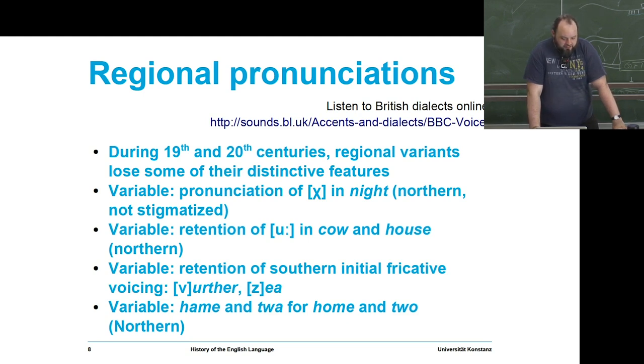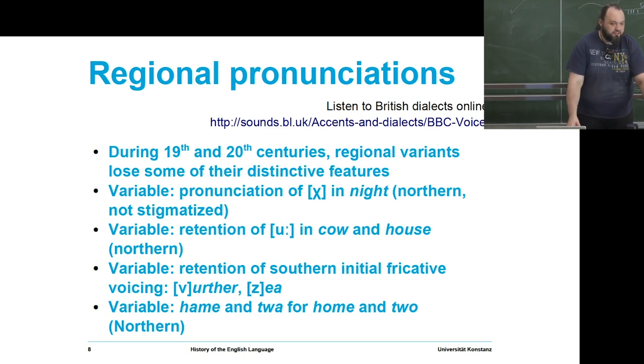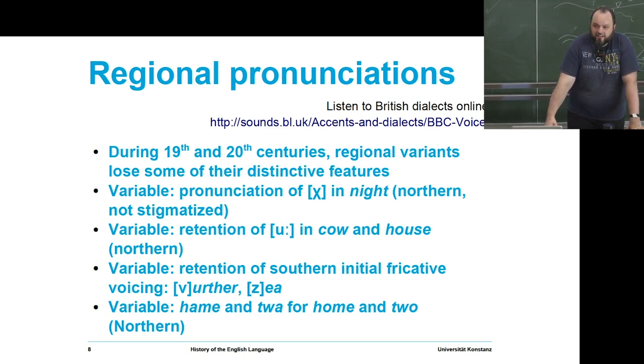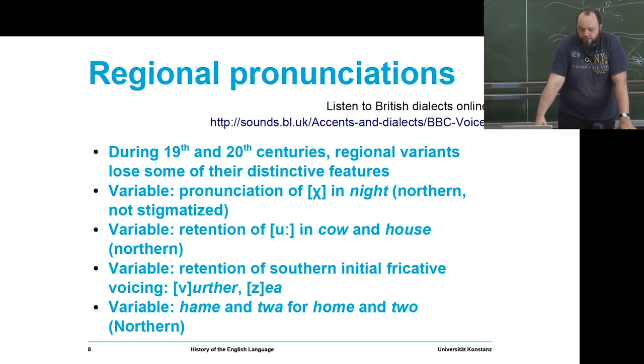We also find the long O of Standard English being pronounced as an A, again in some northern varieties. Again, this is most robustly attested for Scots now, but you do find it in traditional dialects of other areas as well. So ham and twa, rather than home and to.